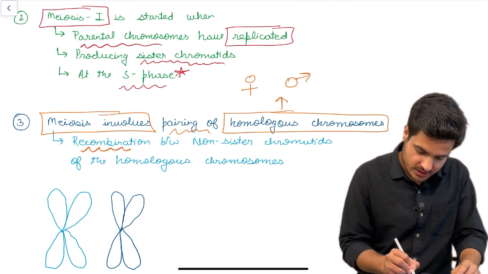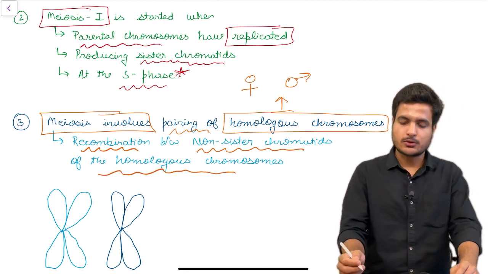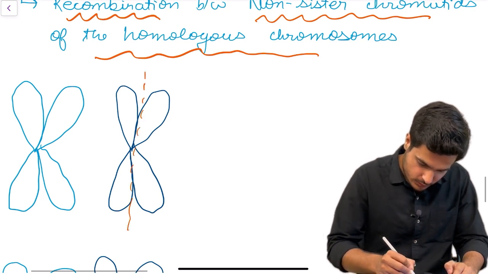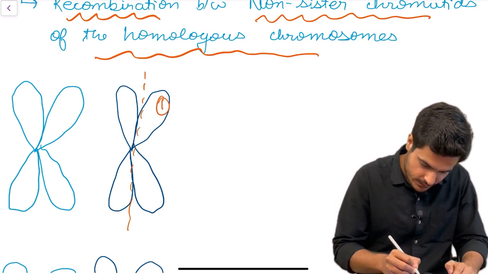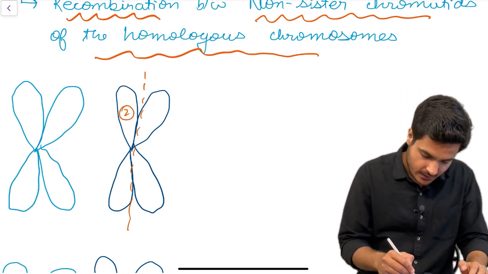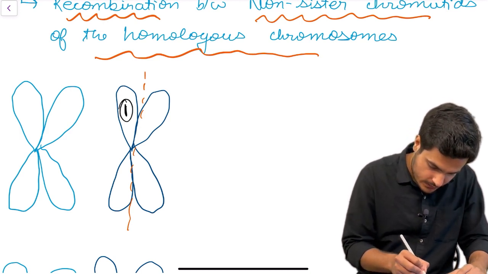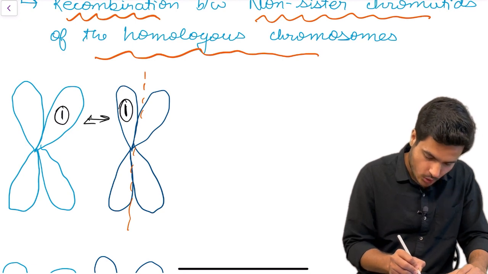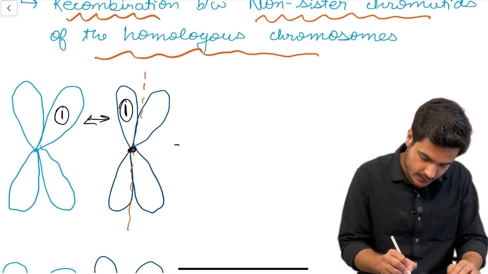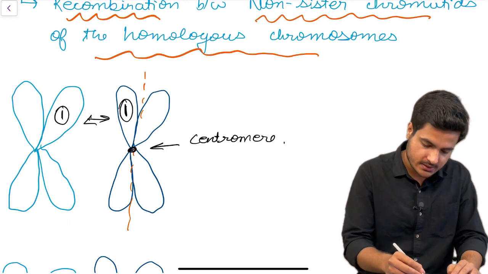There occurs recombination between non-sister chromatids of the homologous chromosomes. Sister chromatids means, if this is a chromosome and we split it from between, these two identical halves are called sister chromatids. And if we compare this one with this one, these two are non-sister chromatids because they are not attached at the centromere. The chromatids which are attached at the centromere are called sister chromatids.